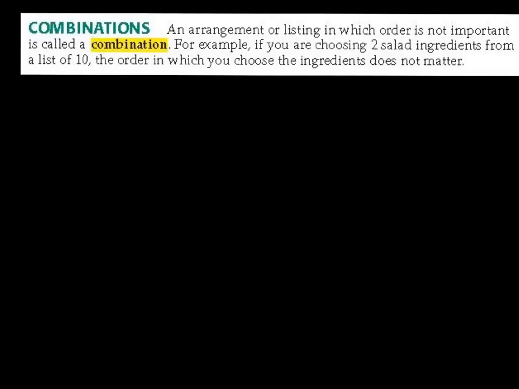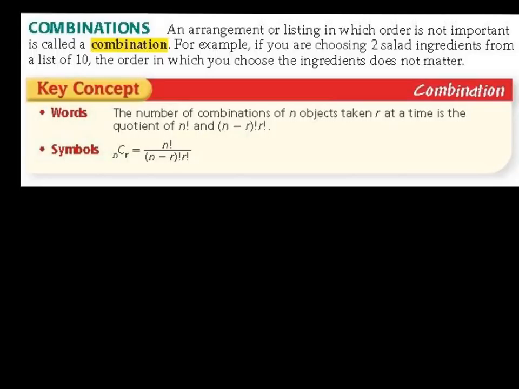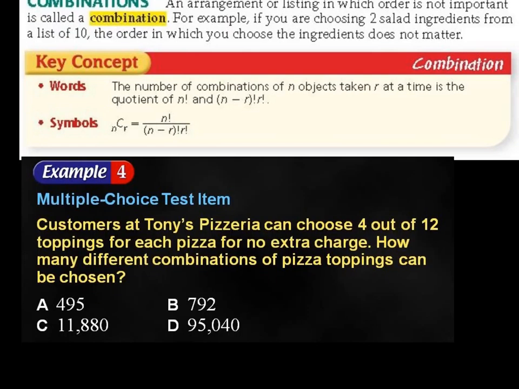An arrangement or listing in which order is not important is called a combination. For example, if you're choosing 2 salad ingredients from a list of 10, the order in which you choose the ingredients does not matter. The number of combinations of n objects taken r at a time is the quotient of n factorial and n minus r times r factorial.